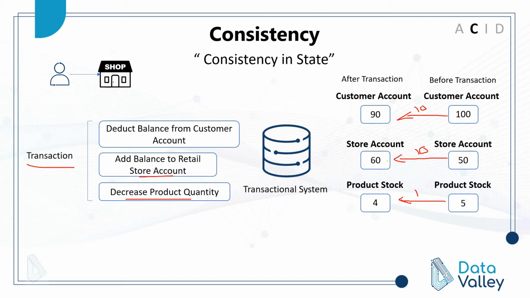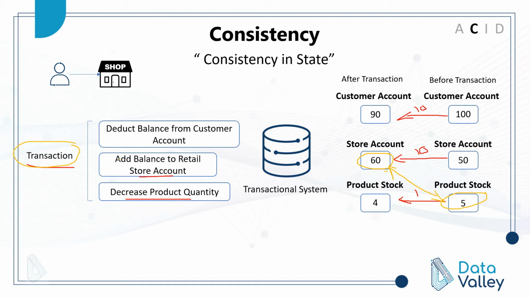Now, what will happen if we suddenly find that the store account has increased, but the product stock in this use case has not decreased? It is still the same number. There is no logical reason for the store account to increase while the product stock stays the same in this specific transaction. So this means data is inconsistent. After we apply the transaction, data is inconsistent. And this is what we mean by consistency.